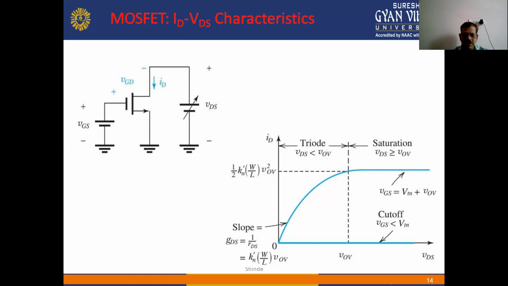So here is a slope. GDS equals 1 upon RDS and equals Kn' W upon L into VOV. This is also the triode region where VDS is less than VOV, and so this is the ID versus VDS characteristics of the MOSFET.